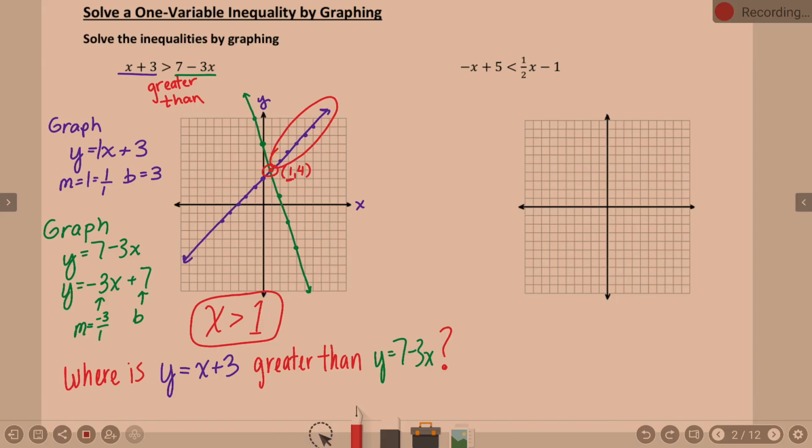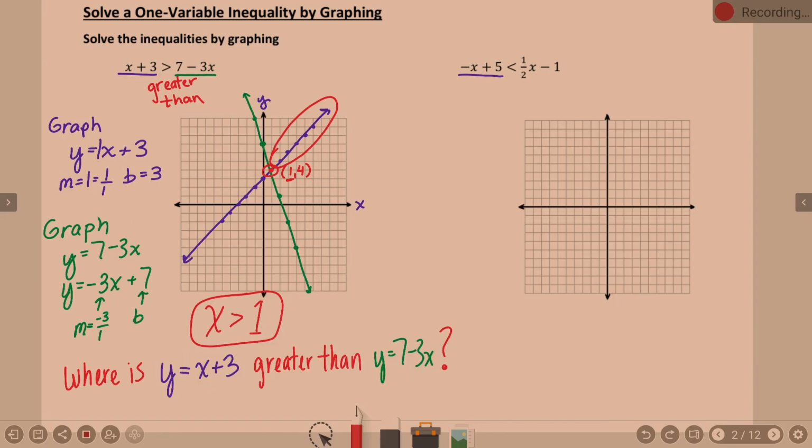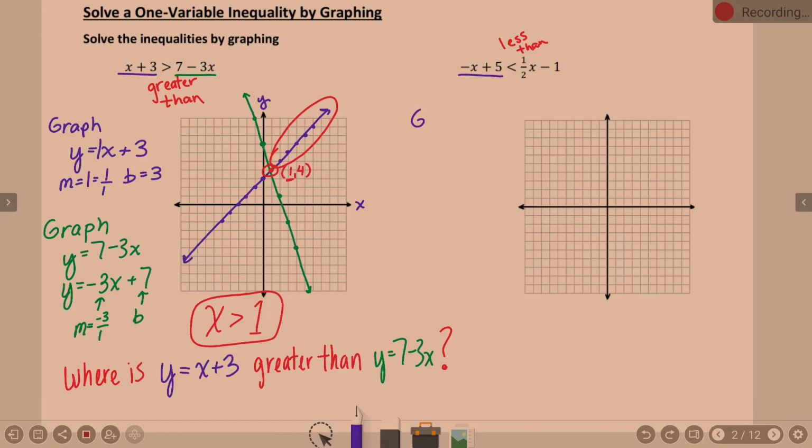Ready to try the other one? Okay, same thing we've been doing. Let's break it into pieces. I'm going to start with the left. Oh, do we want to say which sign is that up there? Well, if the other one was greater than, that means this one is the less than sign. And again, label them if that's going to keep you organized later. So we're going to graph y equals negative x plus 5.